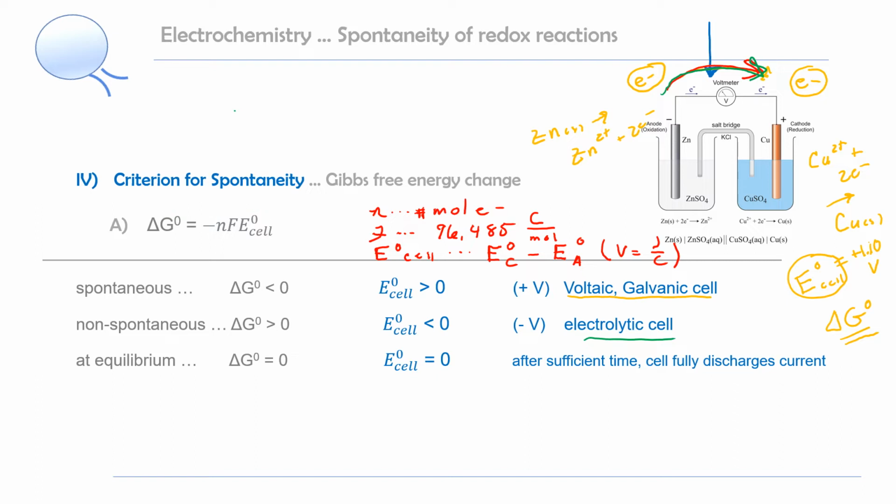And finally, what does it mean if Gibbs free energy change is equal to 0? That means we're at equilibrium. And if we're at equilibrium, the only way delta G is going to be 0 is if the cell potential is 0.